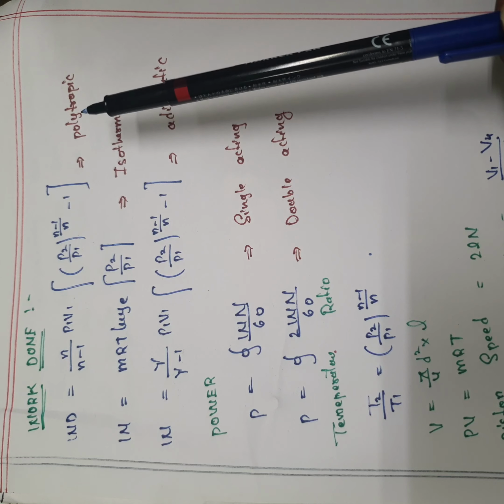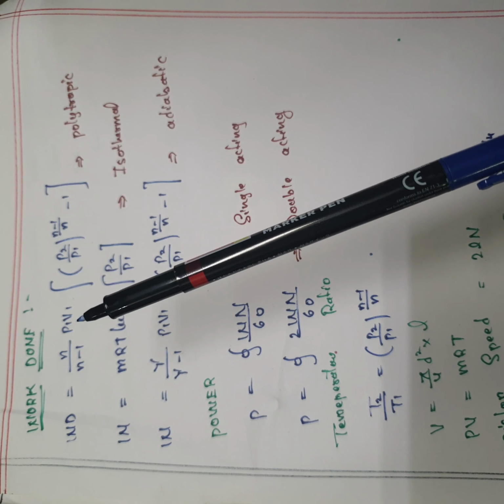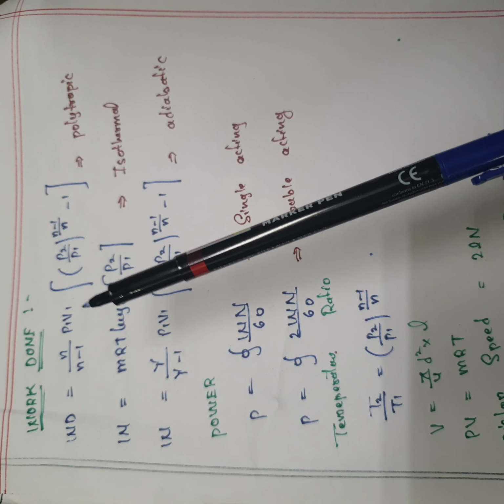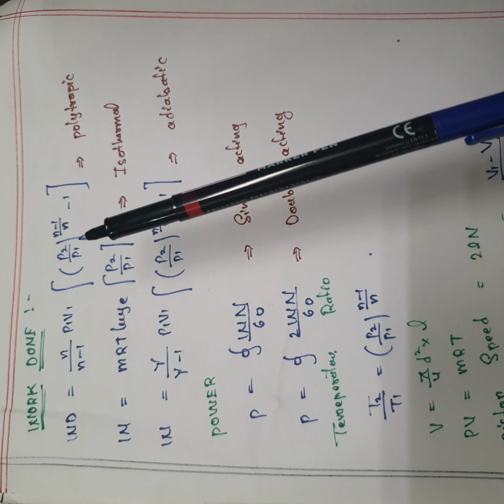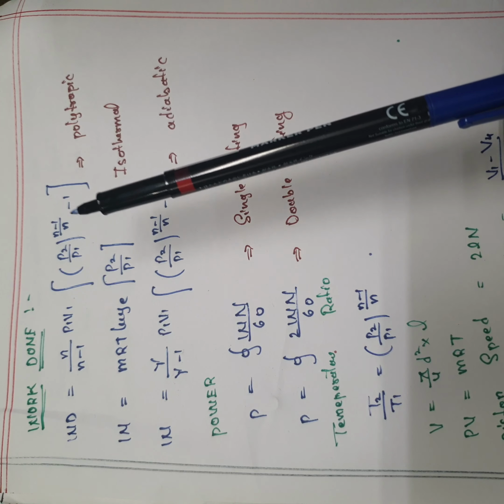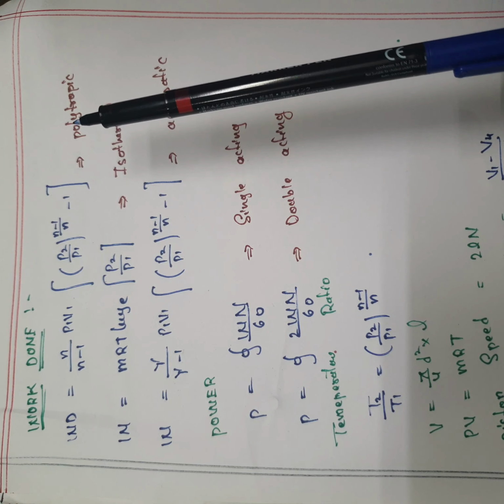Say work done is given and the polytropic process is given. Then work done is equal to n by n minus 1 P1 V1, then P2 by P1 whole to the power of n minus 1 by n, minus 1. That is for the polytropic process. Next, work done is equal to MRT log P2 by P1 for isothermal. Whenever isothermal is given in your question, you can use this work done formula. Suppose polytropic is given, you can use the polytropic formula.